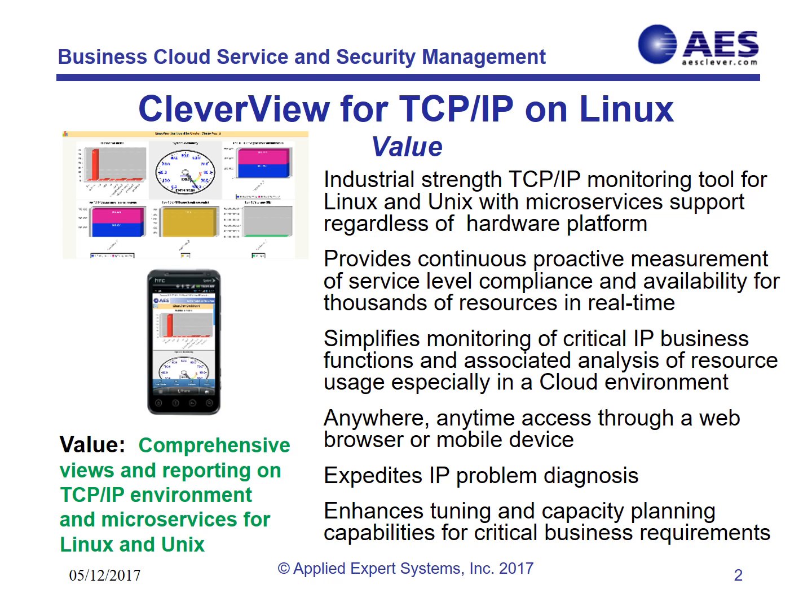CleverView for TCP/IP on Linux is the solution that provides the agility, reliability, and performance, the foundation for your data center cloud conversion initiatives.